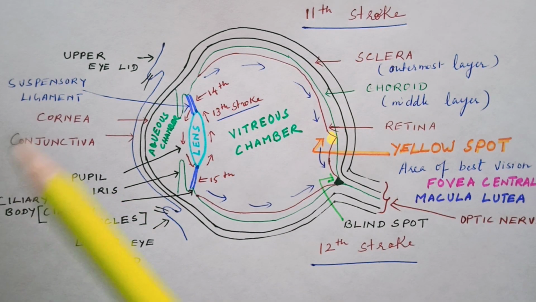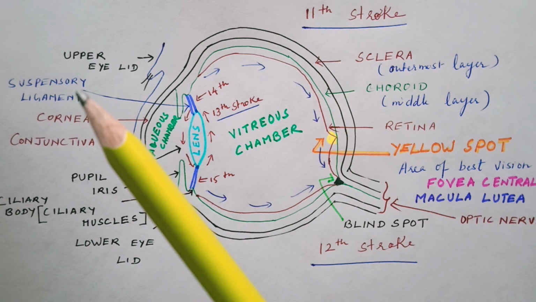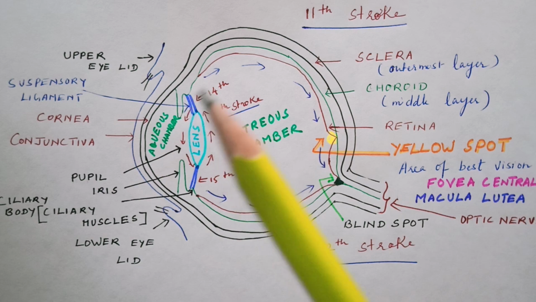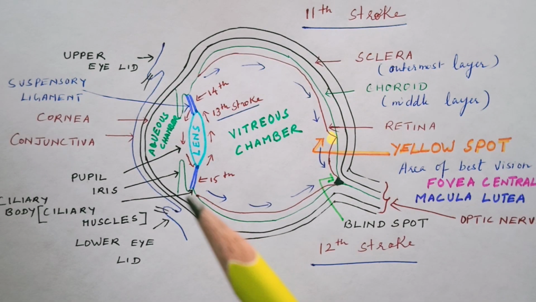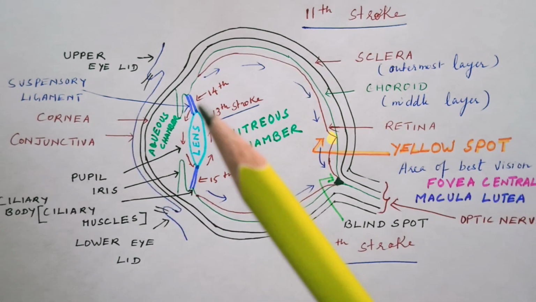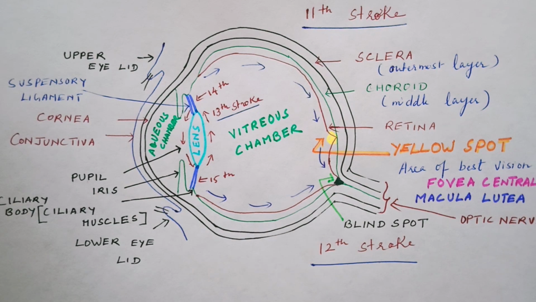Another structure we have added here is the suspensory ligament. These suspensory ligaments are thread-like structures which attach the ciliary body to the lens, and they help in the process of accommodation.